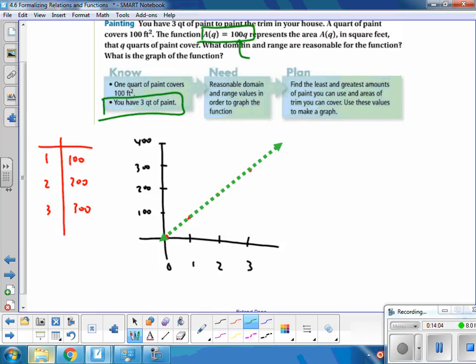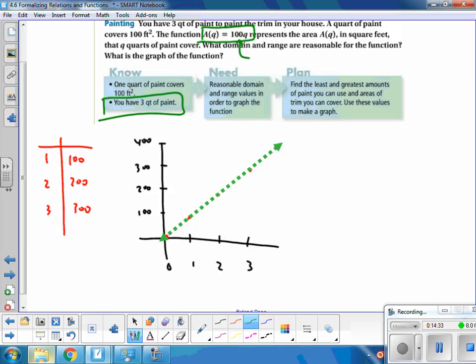So when I'm working with this one, I can see that my function is telling me that a quart of paint, let's see, my range. So my paint is going to cover at most 300 square feet. So it's 300 feet or less. That's how I want to put this out here. So let's see, what is the domain and range? What domain and range is reasonable for this function? What is the graph of the function?